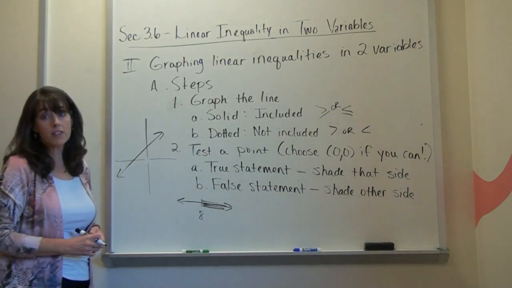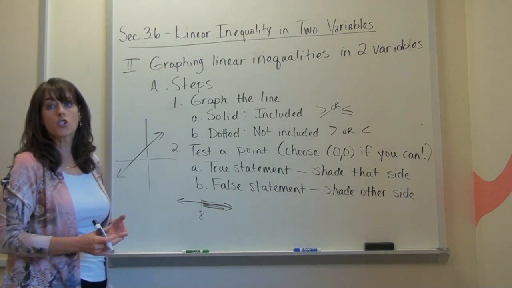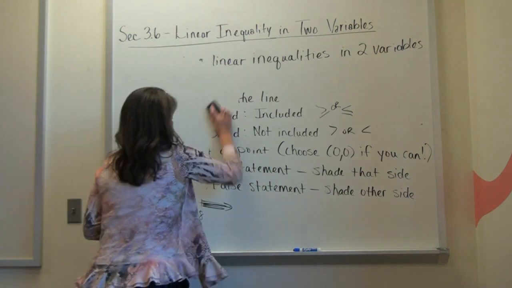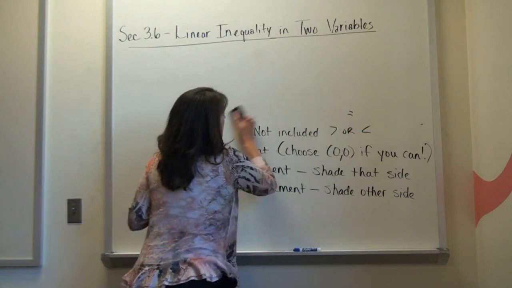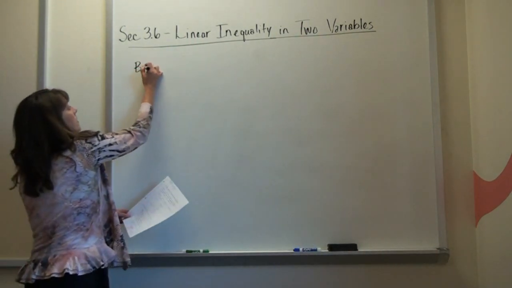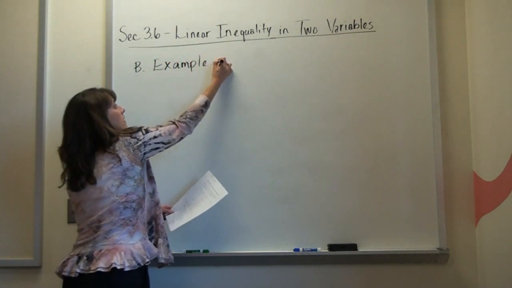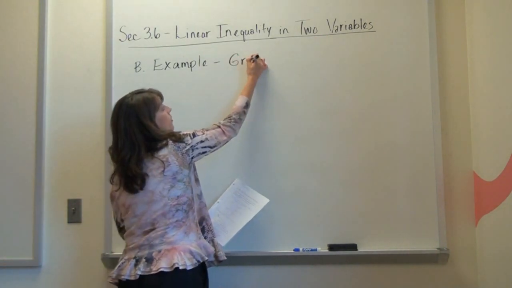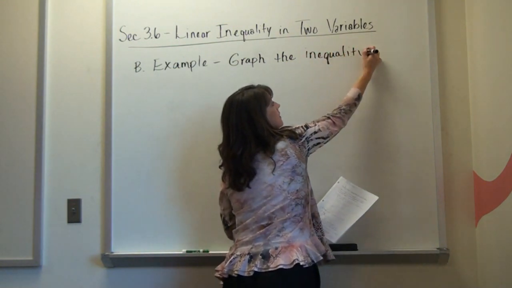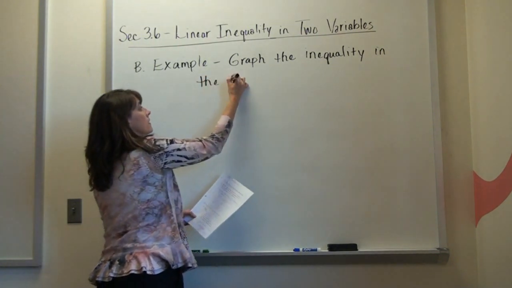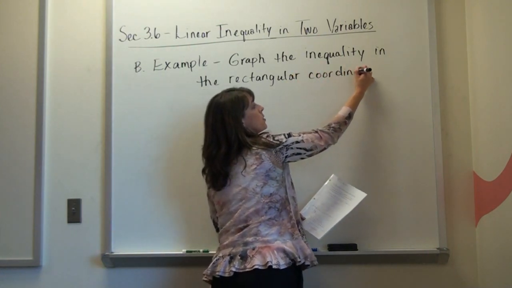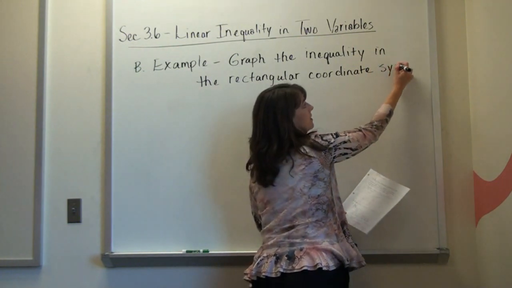And that, my friends, is how you graph a linear inequality in two variables in the 2D coordinate plane. So let's try some examples and put it into play and see how it actually works. I've got several examples here, and in each example we are going to graph the inequality in the rectangular coordinate system. Remember, rectangular coordinate system, Cartesian coordinate plane, 2D coordinate plane, it's all the same thing.